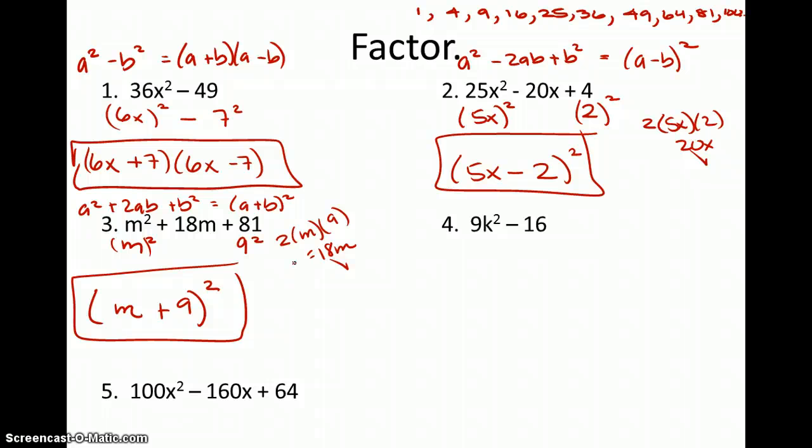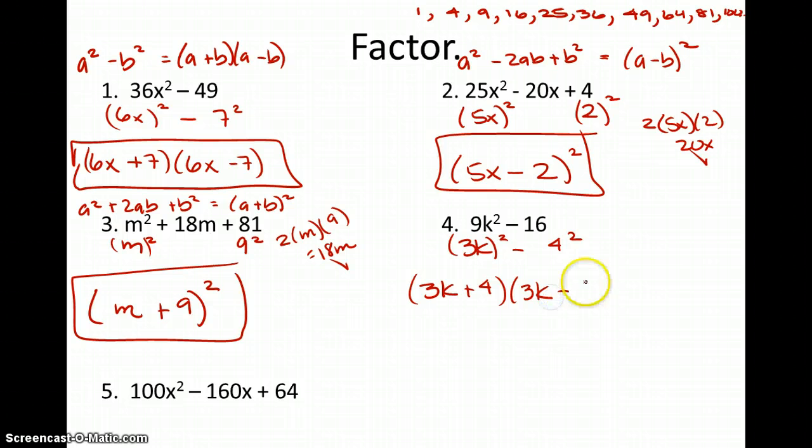Number 4 looks a lot like what we did for number 1. So go ahead and try that. You can check my work. This is 3k squared minus 4 squared. Sum and difference pattern. It's the one we wrote right up here. So I'm going to have 3k plus 4 and 3k minus 4. Again, no one cares if you put the minus first. So if you write 3k minus 4 times 3k plus 4, you're just as right as anyone else, and we still love you. Okay, number 5.